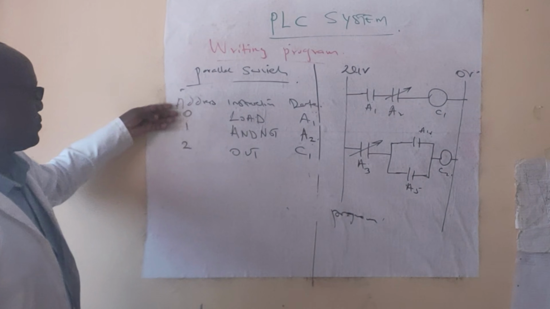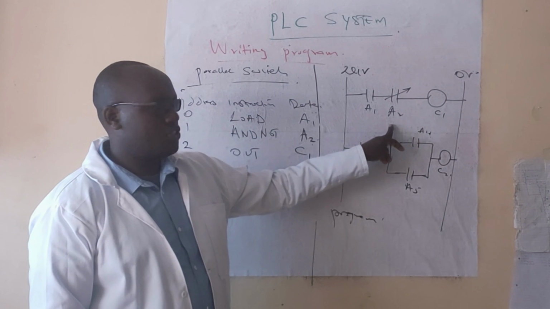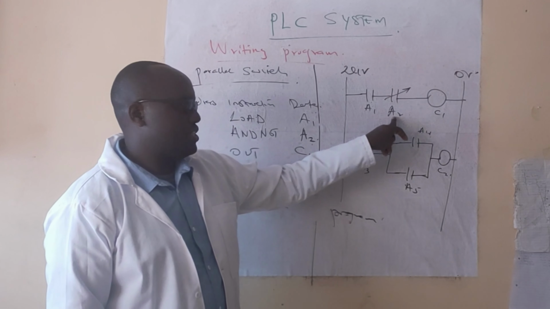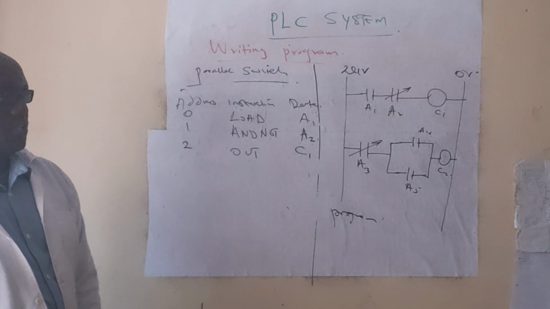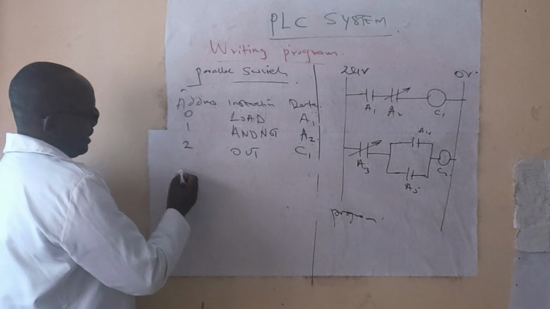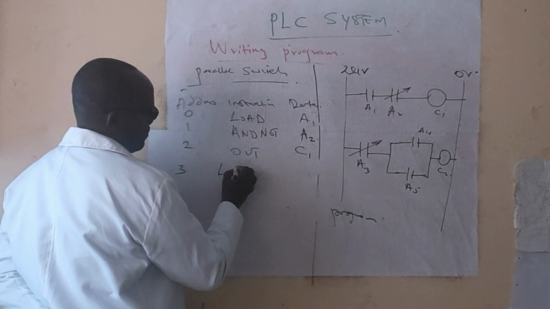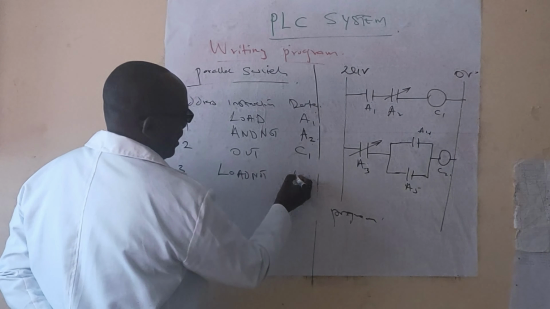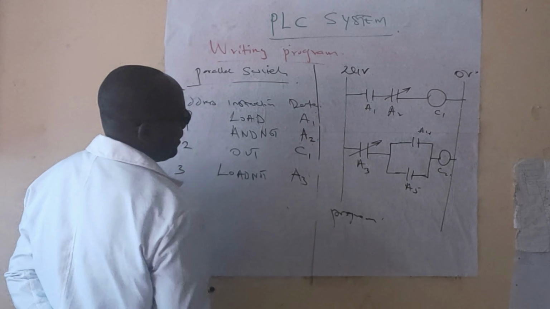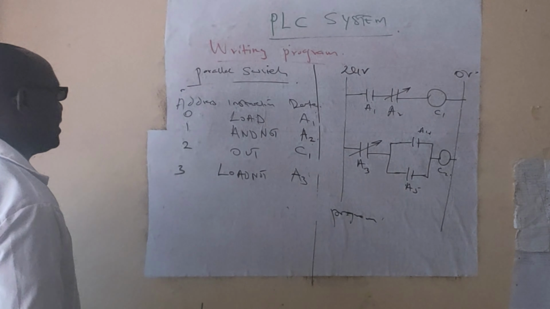Then this instruction is for only this one. So we are loading this and NOT A2, and then we output C1. Then address 3 is load NOT A3, and address 4 is load NOT A3.